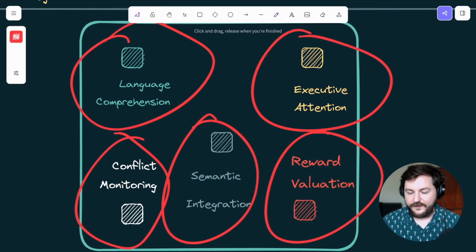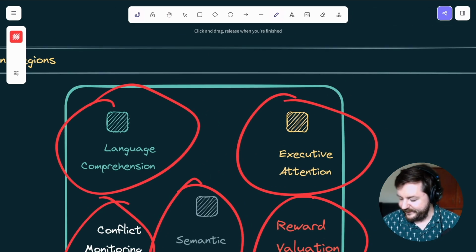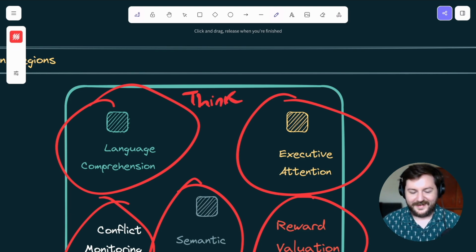So what do these 5 parts of the brain represent? These 5 parts of the brain represent cognitive load under language comprehension. So that's thinking, right? Think. Thanks for looking at my poor handwriting. But how hard the brain works to decode words.